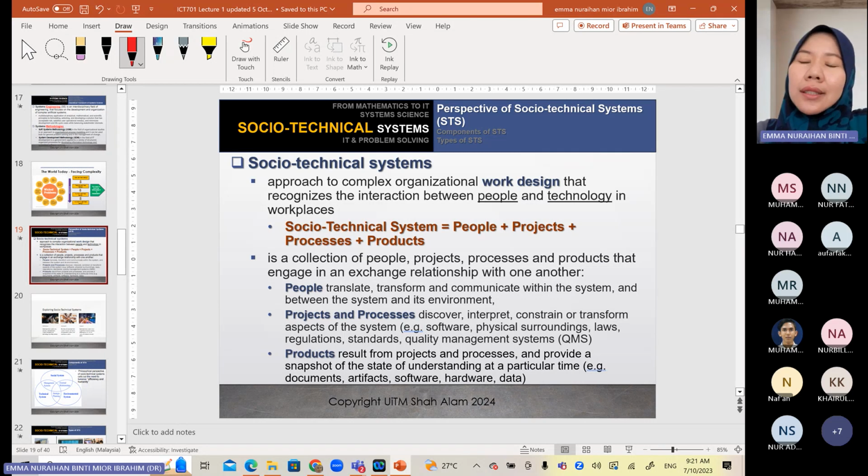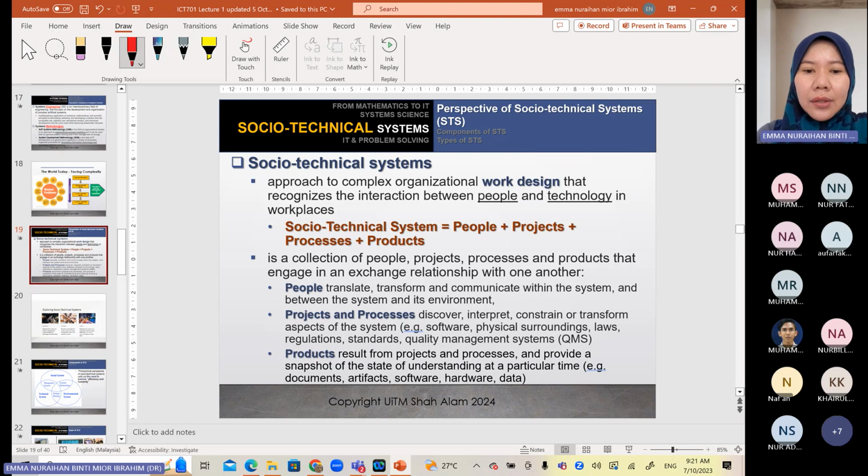So a socio-technical system is a system that caters for people, a people system. For example, MySejahtera, your internet banking, MyEG, e-government systems, all of those are socio-technical. Why? Because they are developed for the people. They give you products or services, and they communicate a certain level of information to the user.